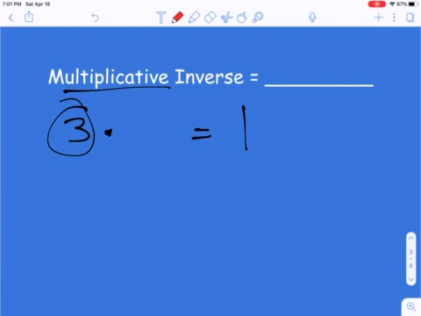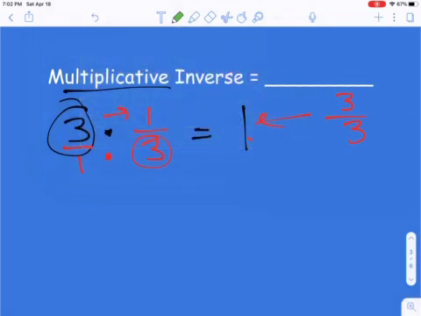Well, what we know about multiplication is that when you're multiplying by a fraction, you're putting this number over 1, and then you're multiplying. So if I multiply 3 times 1, that's going to give me 3. What number would I have to have in the bottom here in order to get this to equal 1? It would have to be the same, 3 divided by 3. So 1 times what gives me 3? Well, 1 times 3.